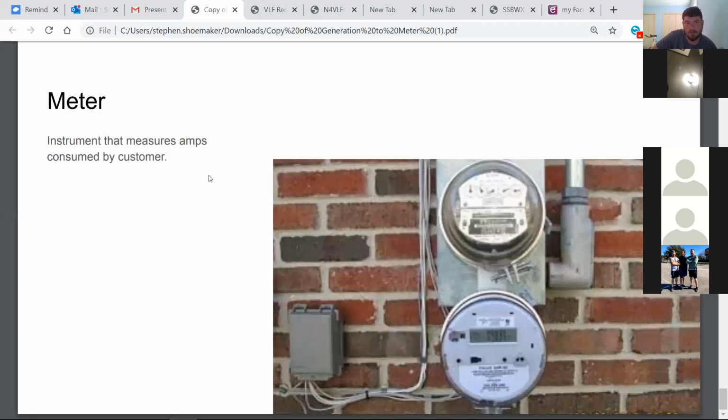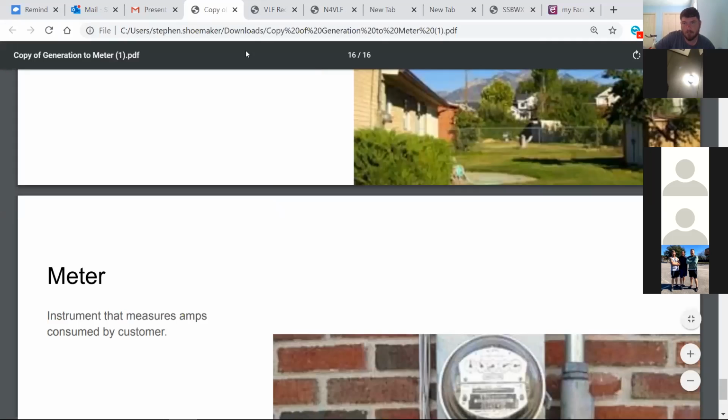All right. And your meter. Meter is an instrument that measures amps consumed by consumer. Right. This is kind of a weird one that's going on here, guys. They're taking an old meter and they've actually installed an electronic meter here just for testing purposes. That's why you have 2 meters on that meter base. Okay, good deal.